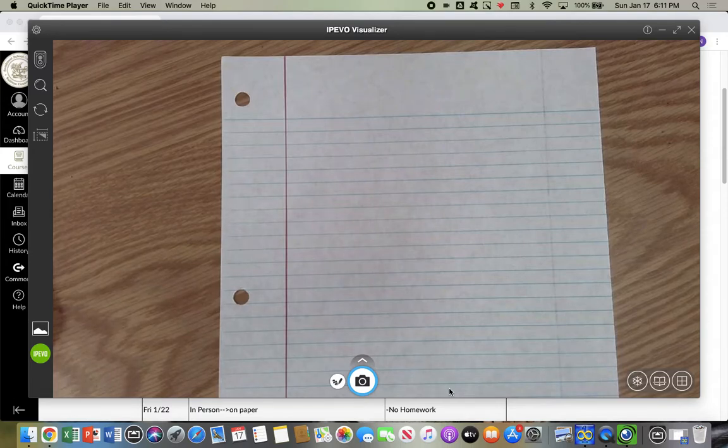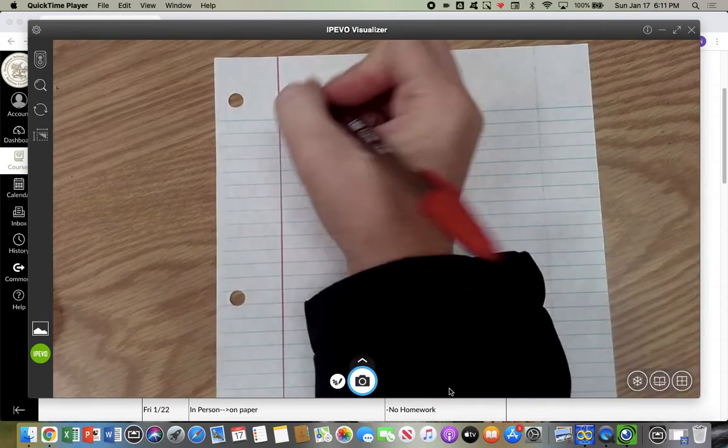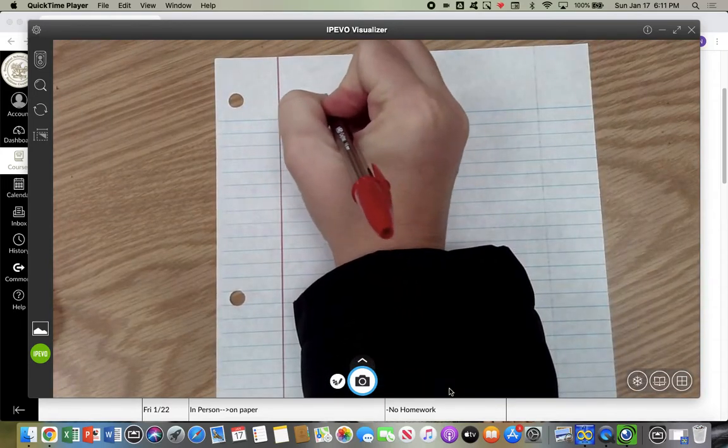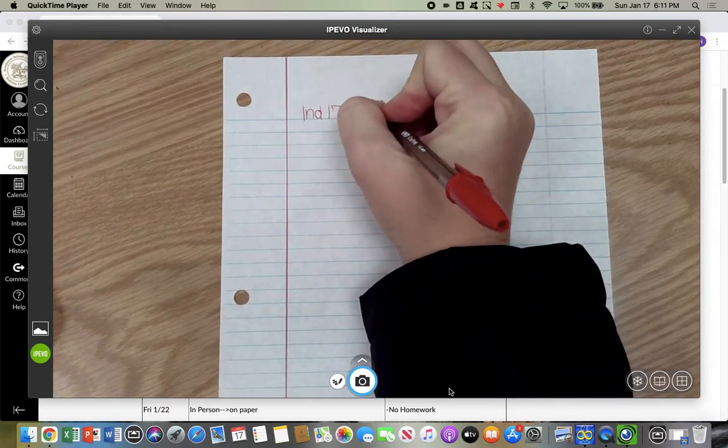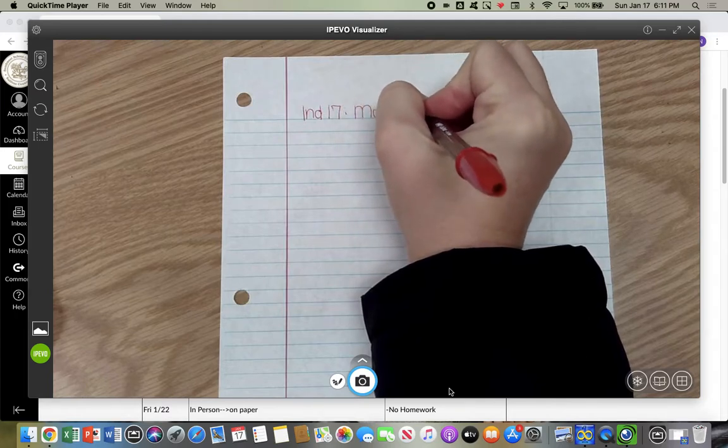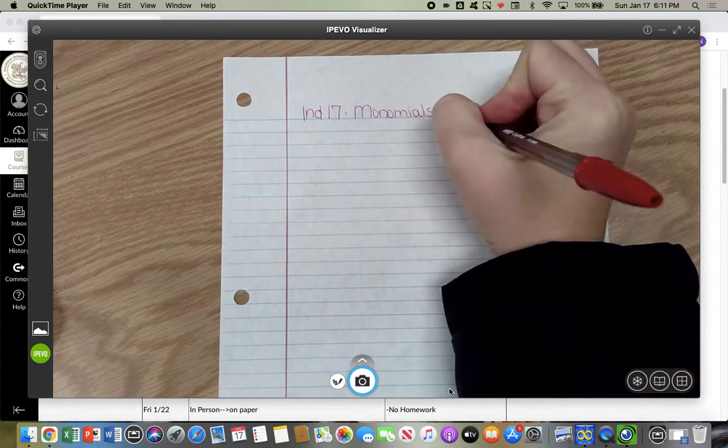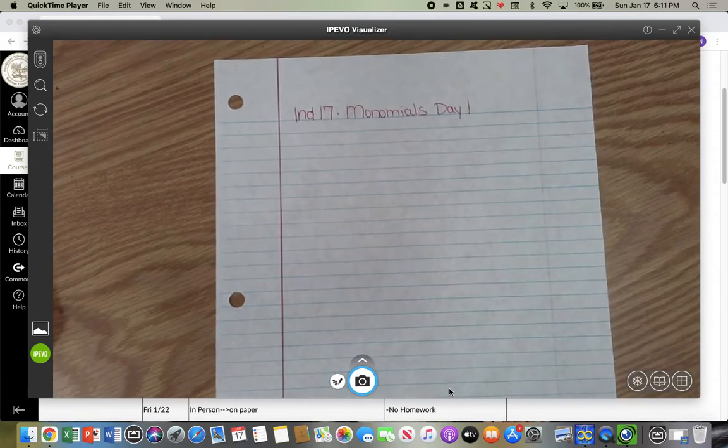So the first thing that we are going to do is, first of all, this is indicator 17. We're going to call this monomials day 1. And we're actually going to do a 3-day lesson here. So we'll have notes Monday, Tuesday, Wednesday. Then we'll review everything from indicator 17 on Thursday and quiz on Friday.